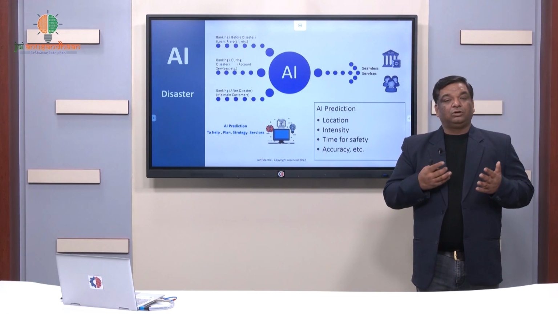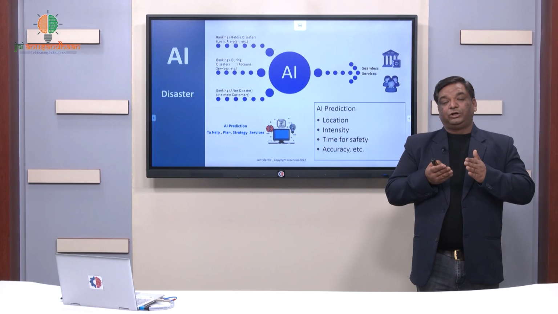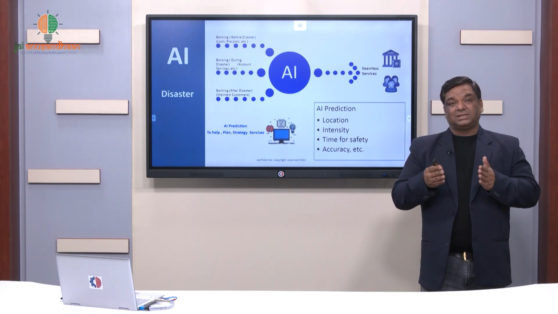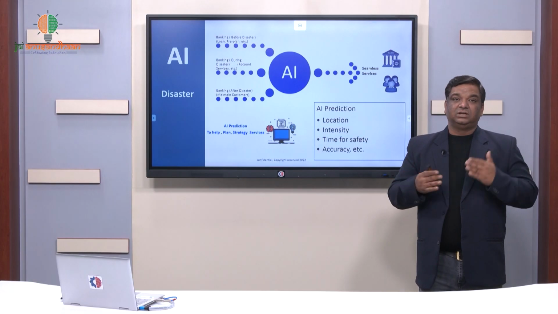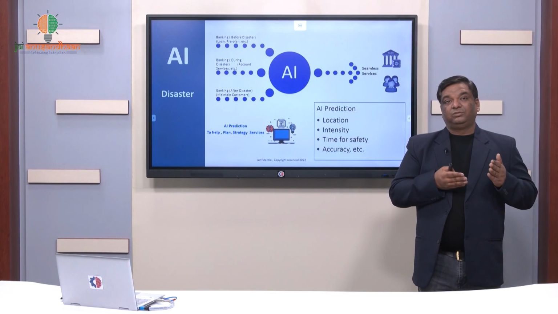So let's divide and conquer the situation. We divide the situation into 3 stages: what should be the precautionary measures before the disaster, during the disaster, and third, after the disaster. These are the 3 points that we can take into consideration. So before the disaster, what should be the precaution?